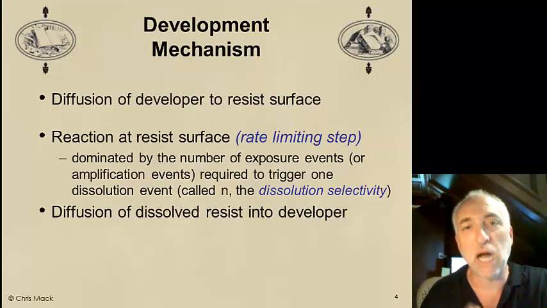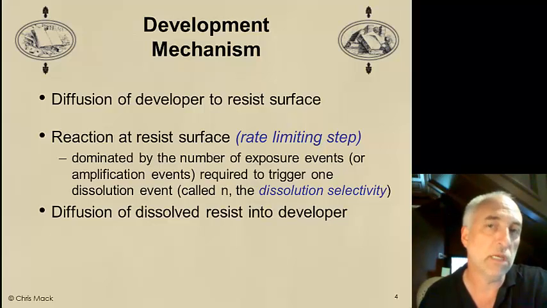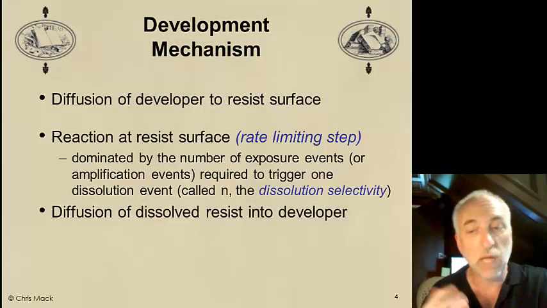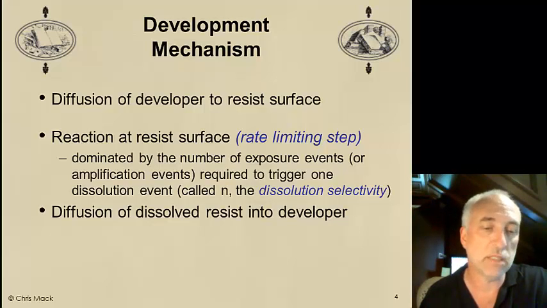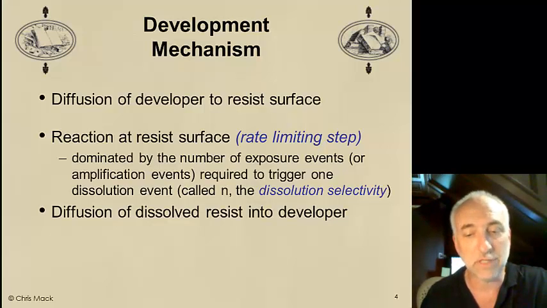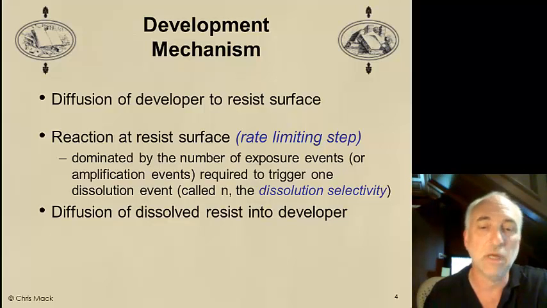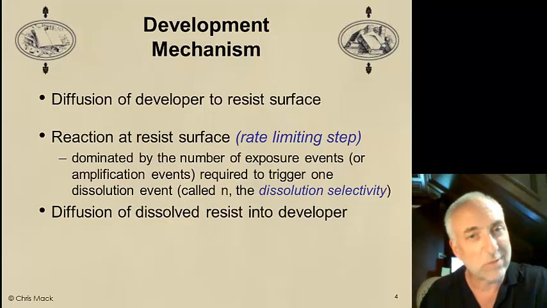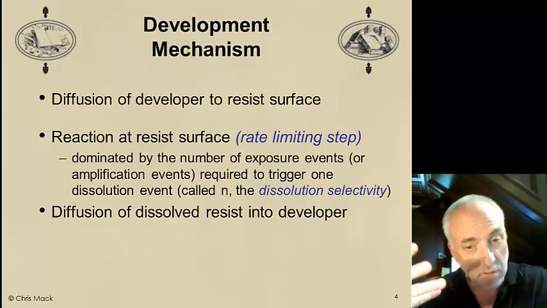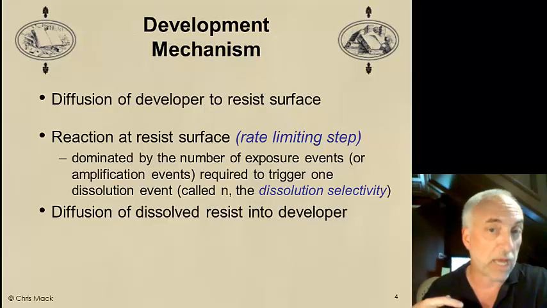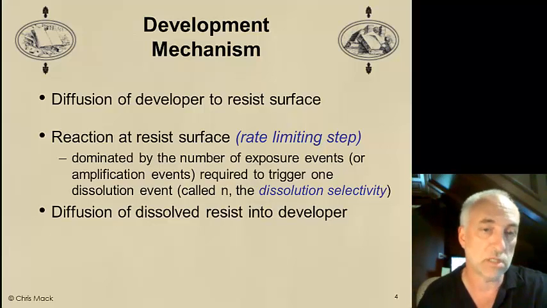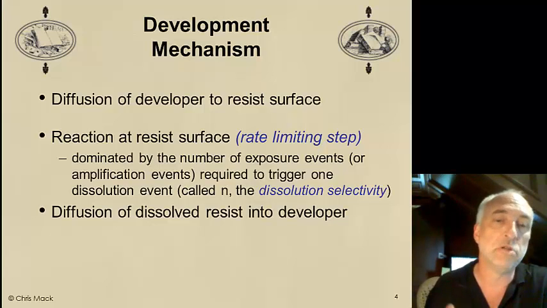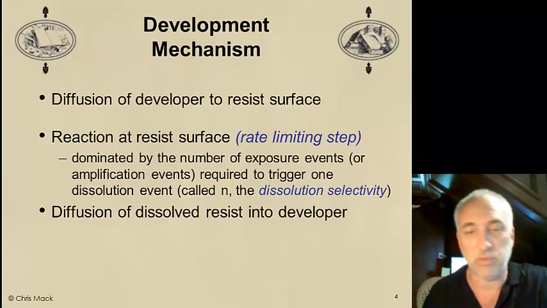All right, with that in mind, let's develop more formally our mechanism. We'll have a multi-stage mechanism. In fact, it'll be familiar to you if you looked at the Deal-Grove model of oxidation and our simple model for CVD reaction, it's going to be very similar. We'll begin with diffusion of the developer from the bulk to the resist surface, followed by reaction at the resist surface. Then we'll have diffusion of the dissolved resist into the developer.